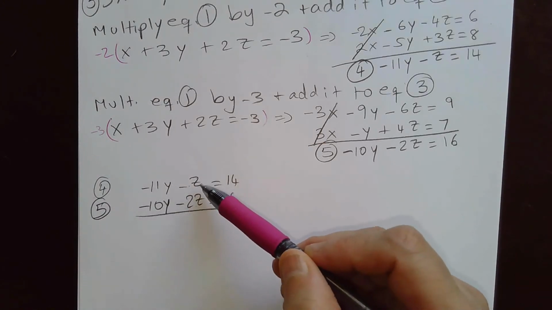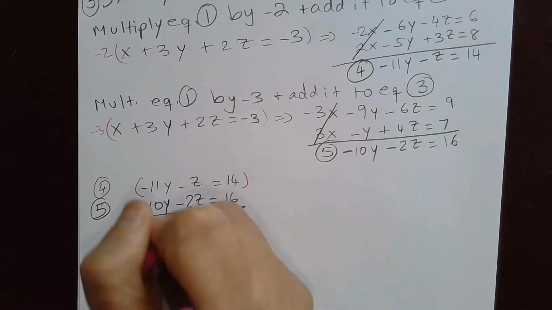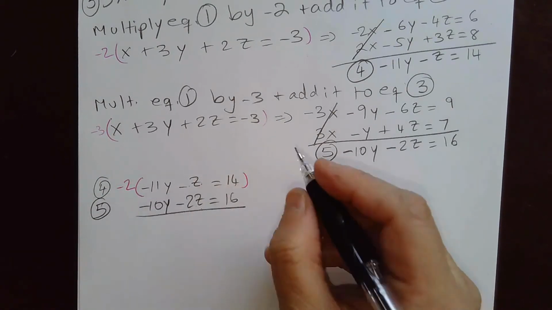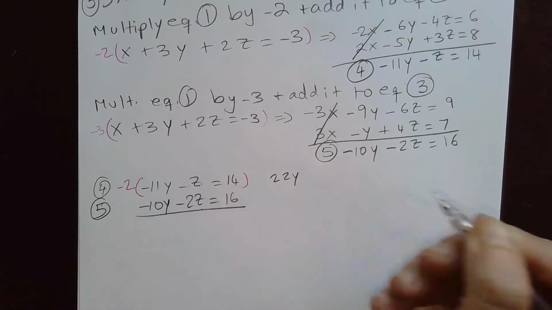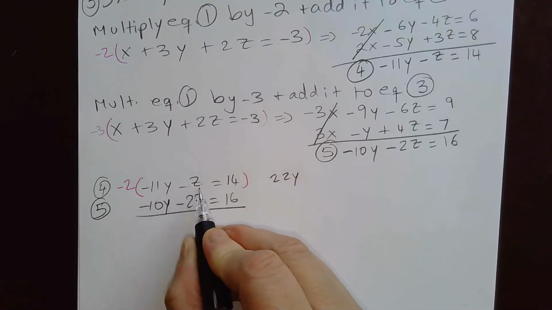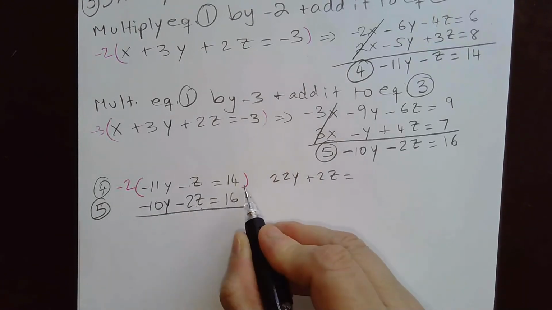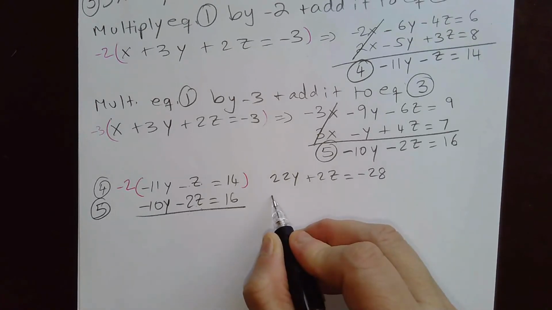If I were to multiply the first equation by -2, this becomes +2z, and that would cancel with this. So multiply this equation by -2. That would give us negative 2 times negative 11y, that's going to be 22y. Negative 2 times negative z is going to be plus 2z. Negative 2 times 14 is negative 28. We're not changing equation 5.